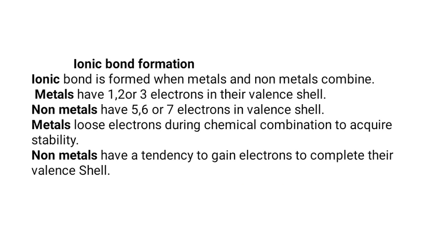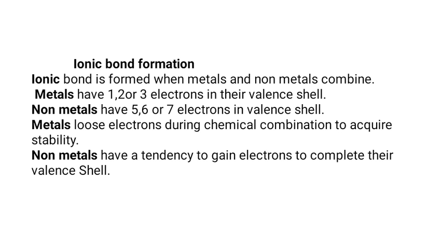Hello dear students, in this video we will discuss ionic bond formation, how ionic bond is formed. Ionic bond is formed when metals and non-metals combine. You know that metals have 1, 2 or 3 electrons in their valence shell. Some elements have 1, some have 2 and some have 3 electrons, whereas non-metals have 5, 6 or 7 electrons in valence shell.